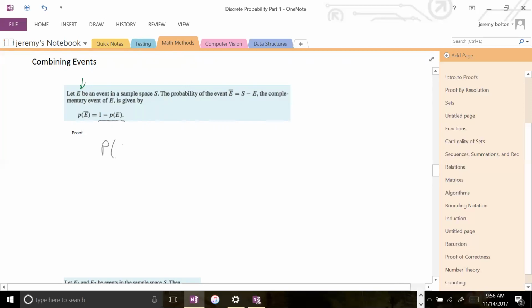If we wanted to compute the probability of the complement of E, we know that the complement of E is simply equal to S minus E, where S is our sample space, our universe of discourse within this context. We know that the probability is defined to be a ratio of the cardinality. So here we have the cardinality of S minus E over the cardinality of S. We note here that we have the cardinality of S minus the cardinality of E over the cardinality of S. And this is simply going to be 1 minus the probability of E. It's the cardinality of S over the cardinality of S minus the cardinality of E over the cardinality of S, which is just simply 1 minus P of E.